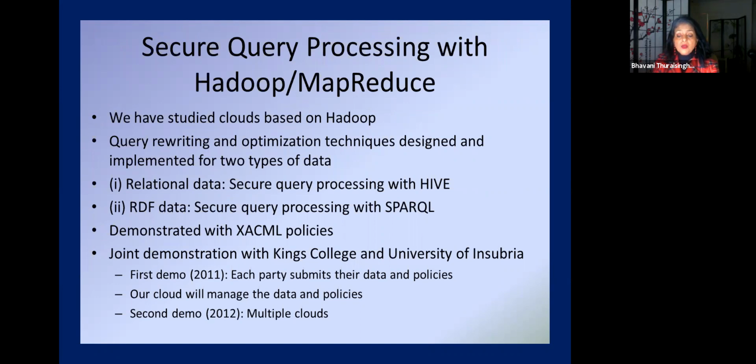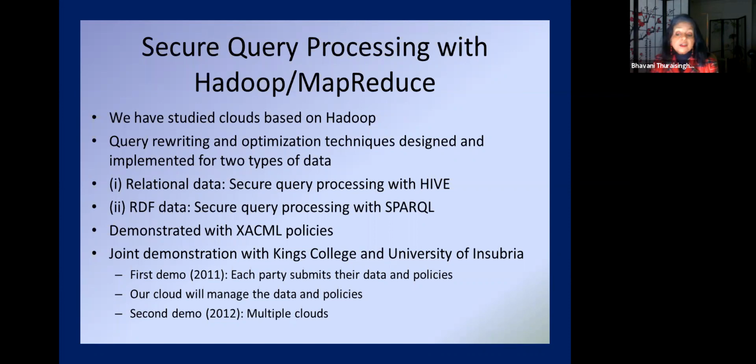Okay, so we have studied clouds based on Hadoop, right? Now, of course, we've studied clouds based on Storm and Spark and so on. Query rewriting and optimization techniques were designed, developed, and implemented for two types of data. One is relational data, for which we use Hive, Facebook's relational database system in the cloud, and it's now open source. And then for RDF data, we didn't have anything available, so we had to implement something from scratch.